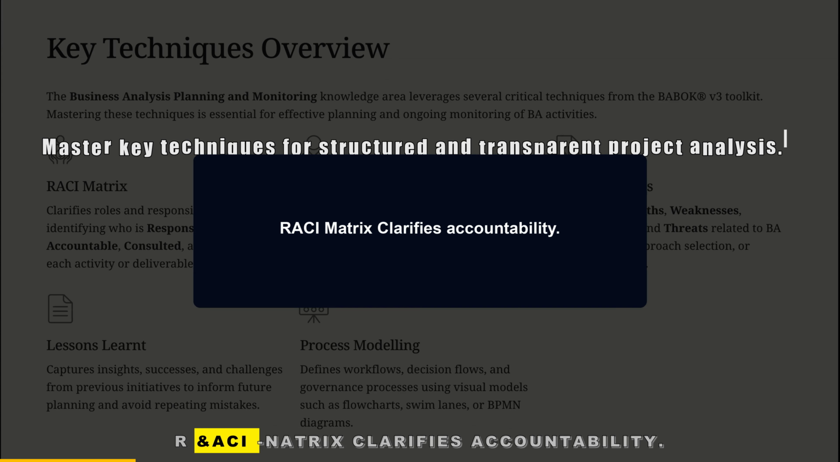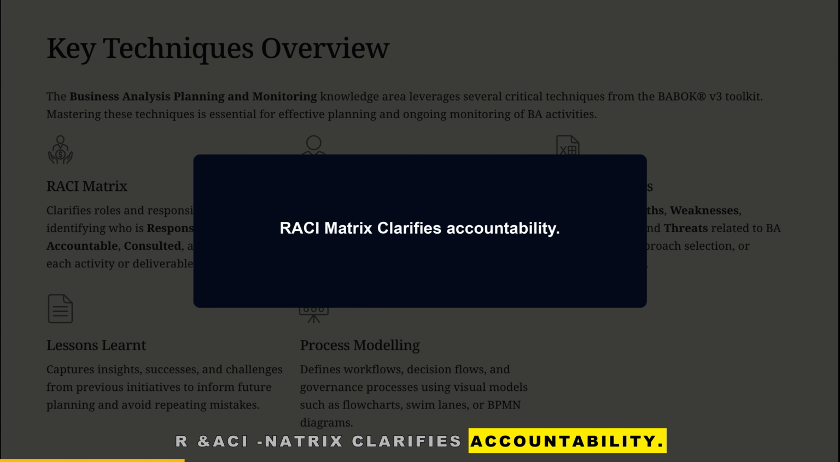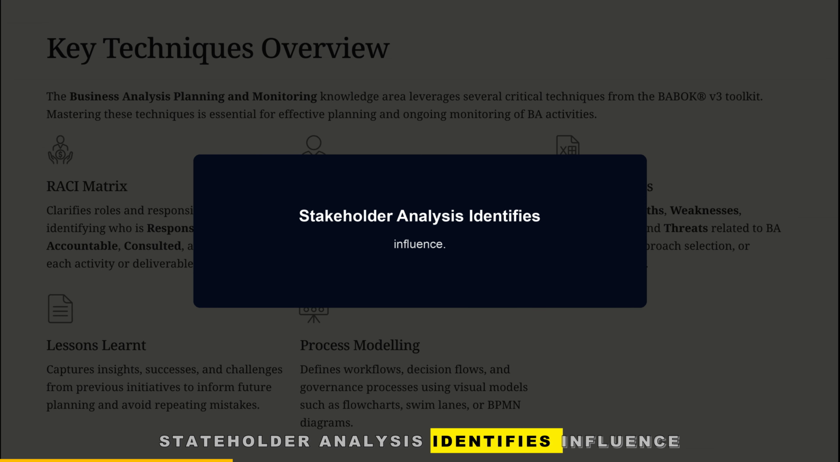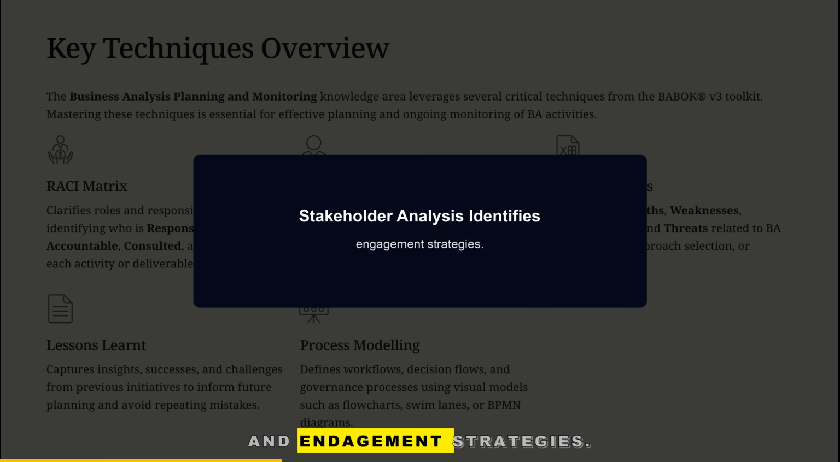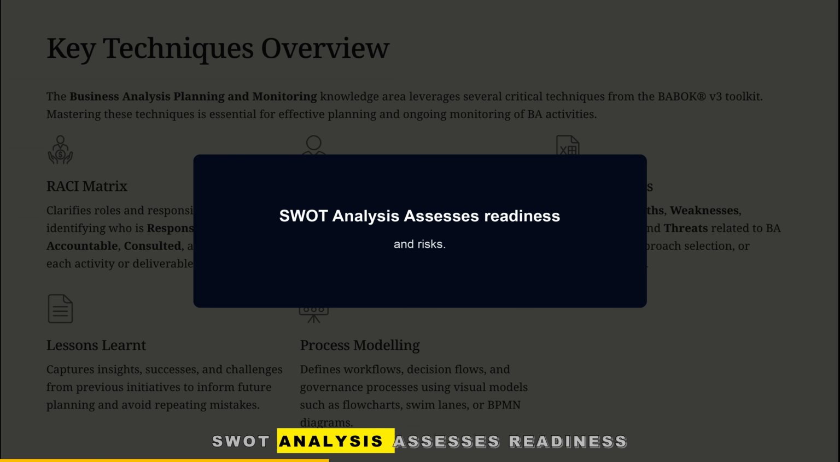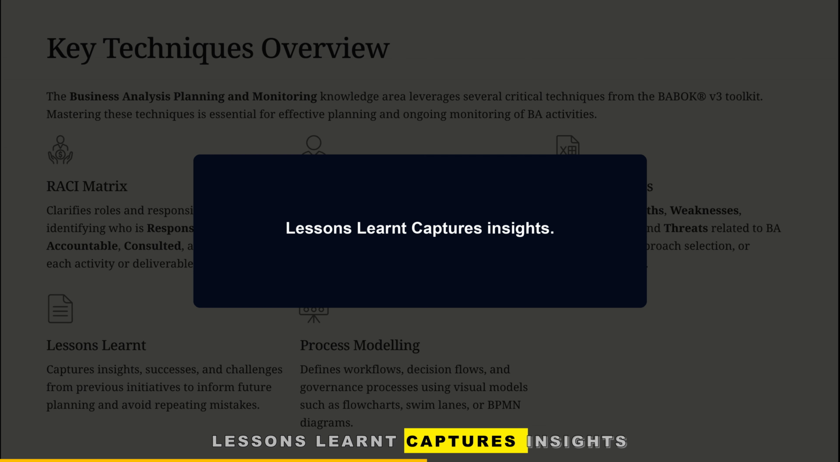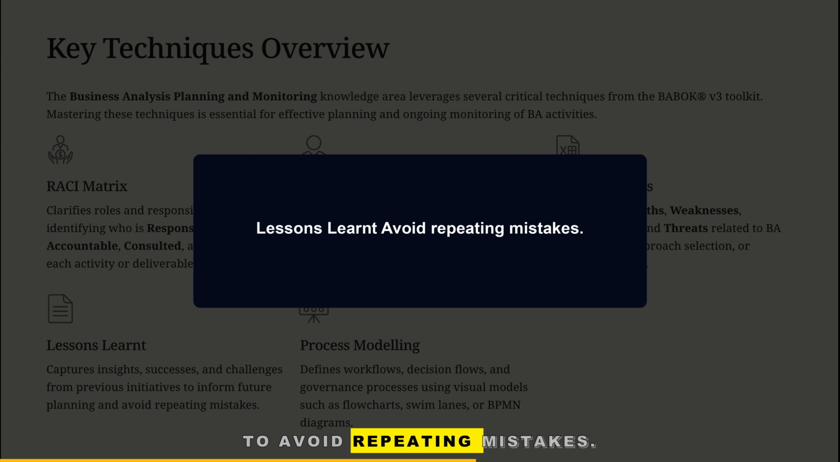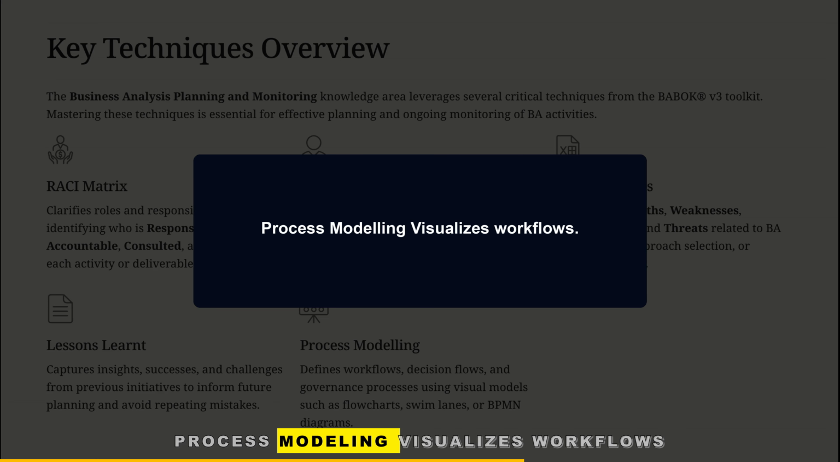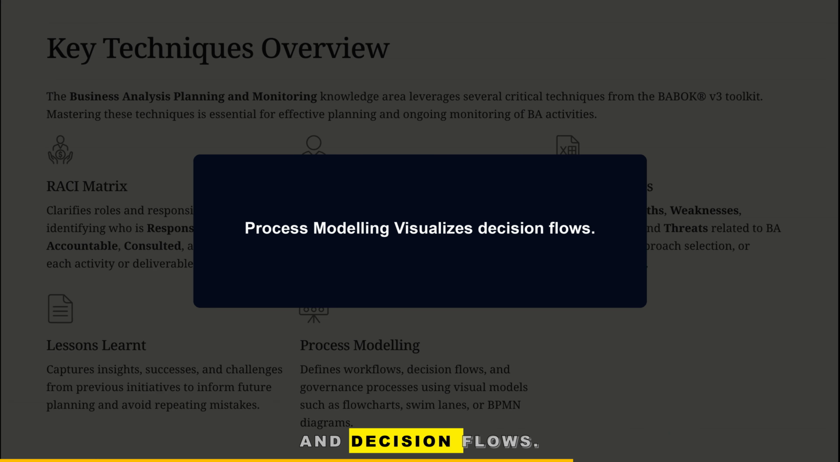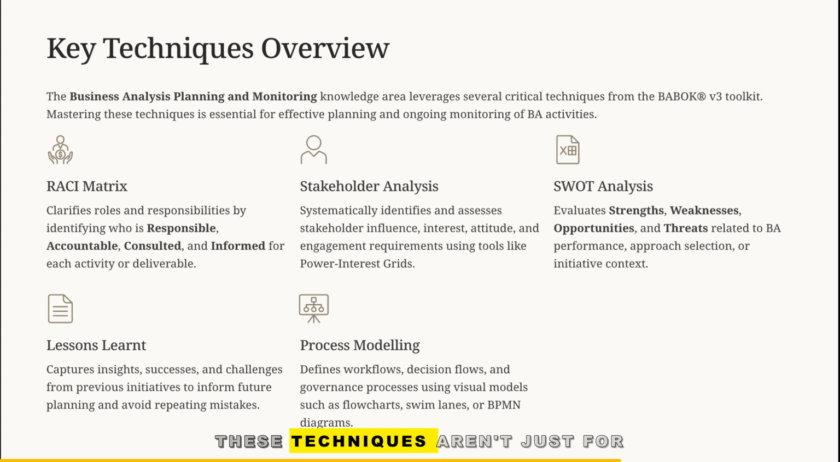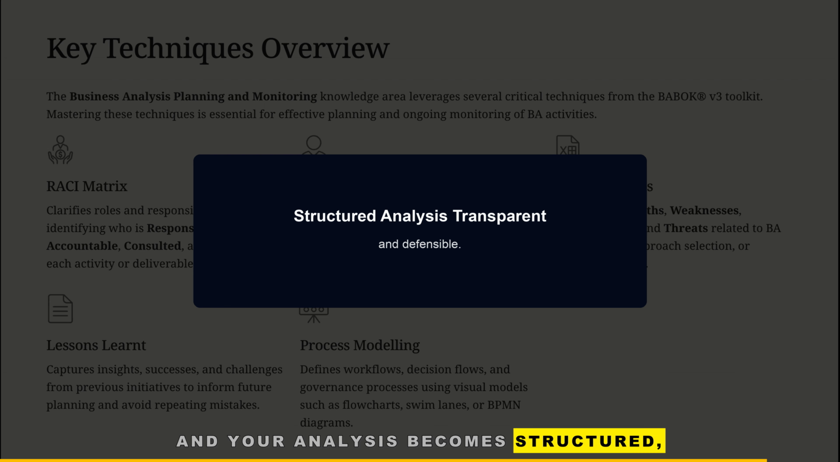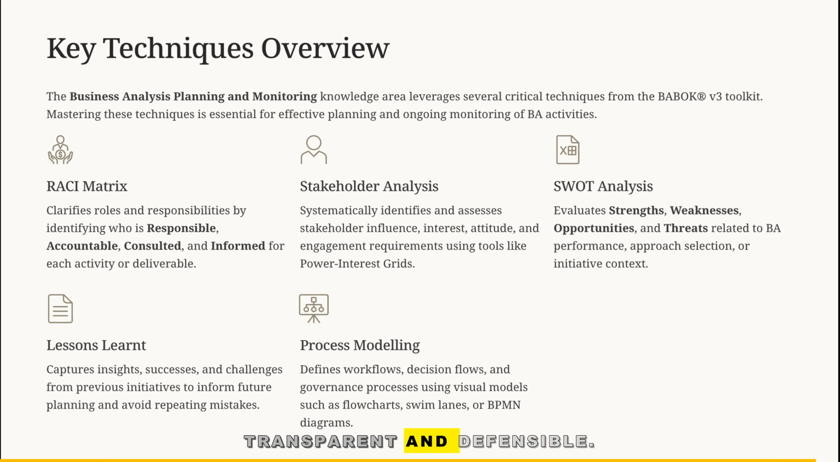RACI matrix clarifies accountability. Stakeholder analysis identifies influence and engagement strategies. SWOT analysis assesses readiness and risks. Lessons learnt captures insights to avoid repeating mistakes. Process modeling visualizes workflows and decision flows. These techniques aren't just for theory, they're the tools of your trade. Use them regularly, and your analysis becomes structured, transparent, and defensible.